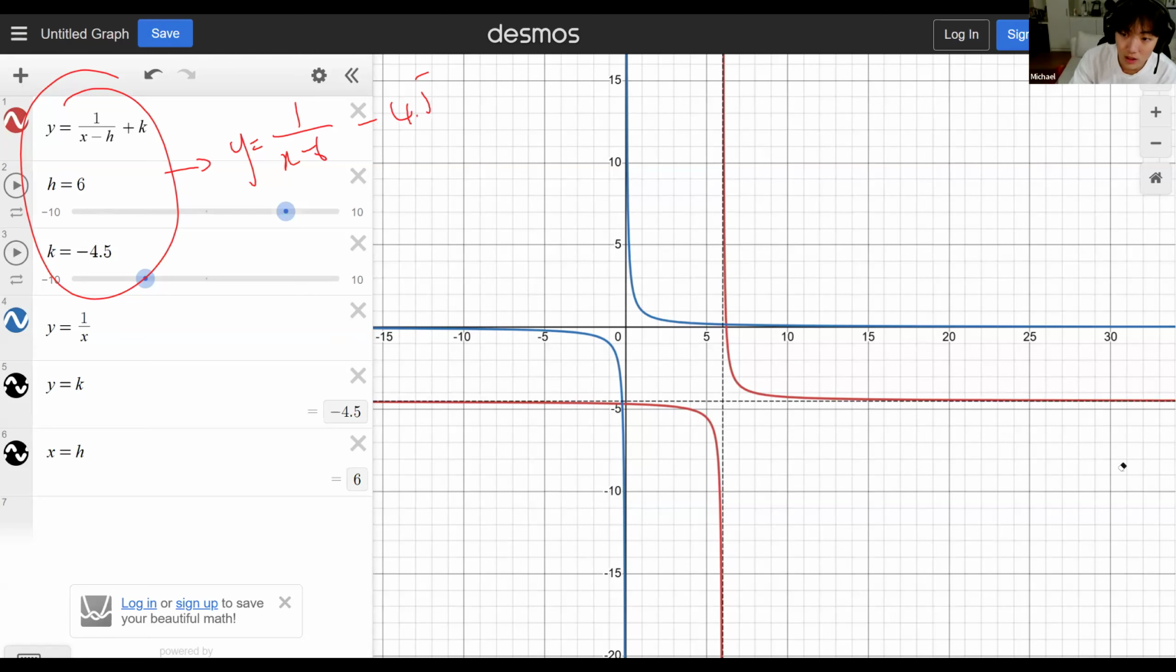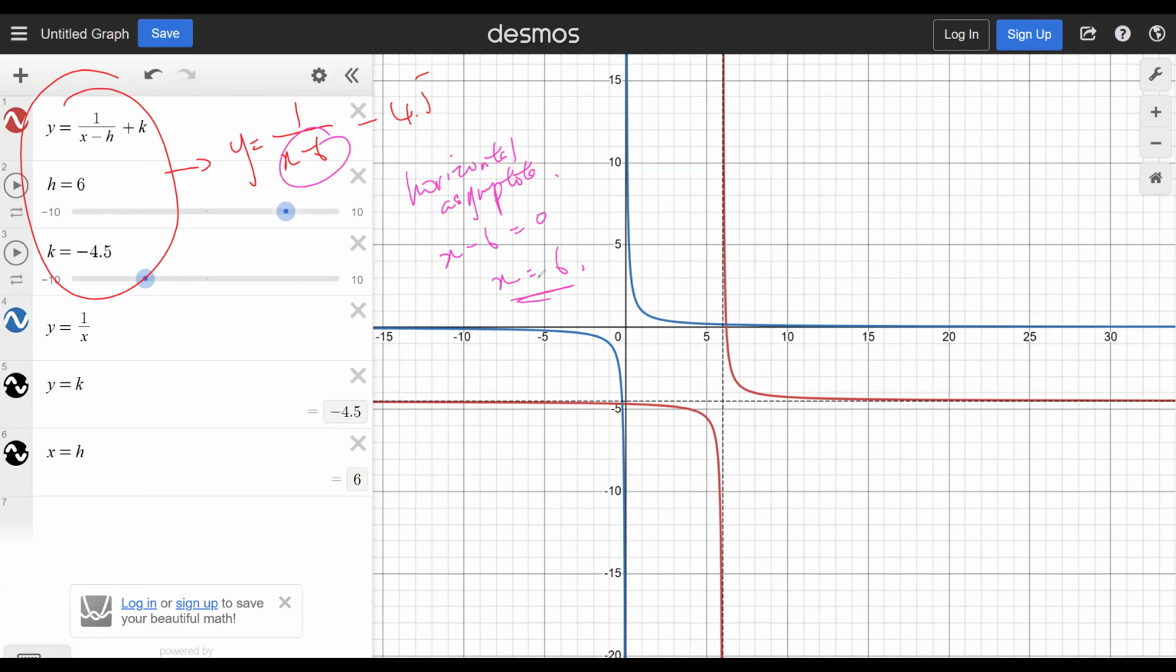So in this case, we can identify the asymptotes using the old method, right? By looking at the denominator, x minus 6 can't equal 0. So the vertical asymptote is x equals 6. This makes the denominator 0, and the whole thing is undefined. What about the horizontal asymptote?